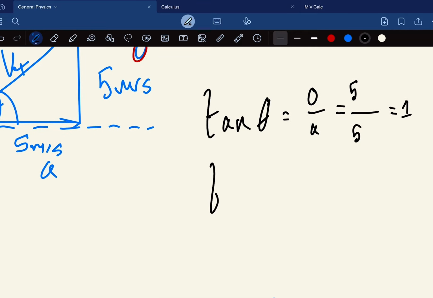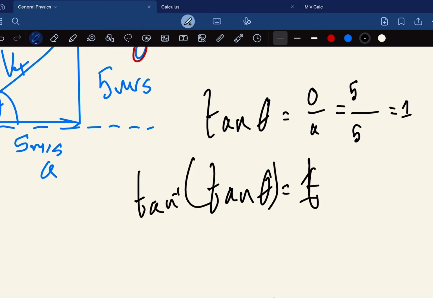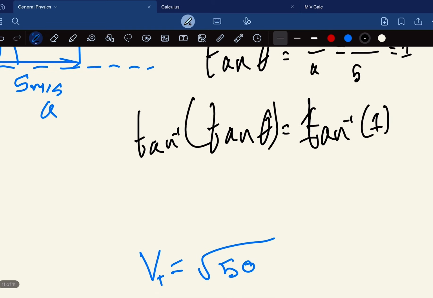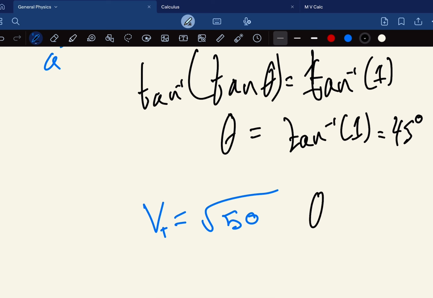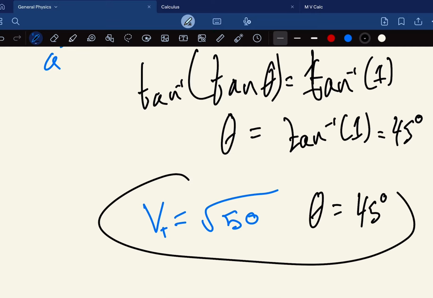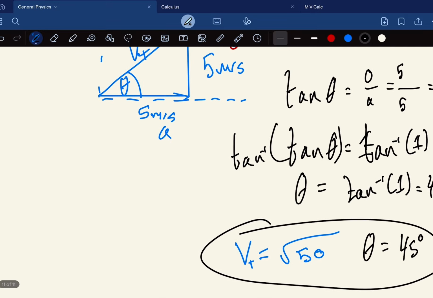So our tangent of our angle theta is equal to 1. So you take the inverse tan of both sides. And you get that the angle is equal to the inverse tan of 1, which is also equal to 45 degrees. So our angle is equal to 45 degrees. This is our information about our vector.